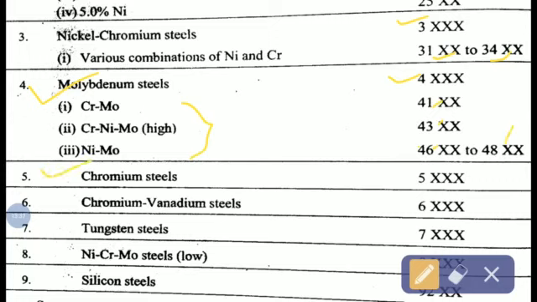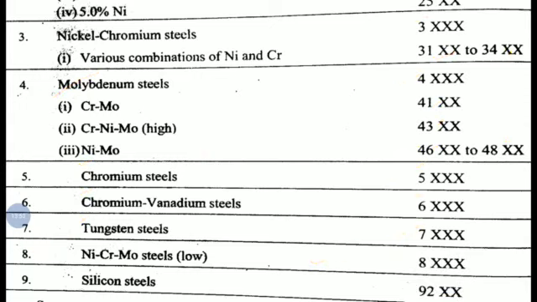Chromium steels are indicated by 5, chromium vanadium steels are indicated by 6, tungsten steels are indicated by 7, nickel chrome molybdenum steels are indicated by the 8 series, and silicon steels are indicated by 9. So in the silicon series, 2 is for manganese. Sometimes manganese is also there, so this is the silicon manganese steel series.